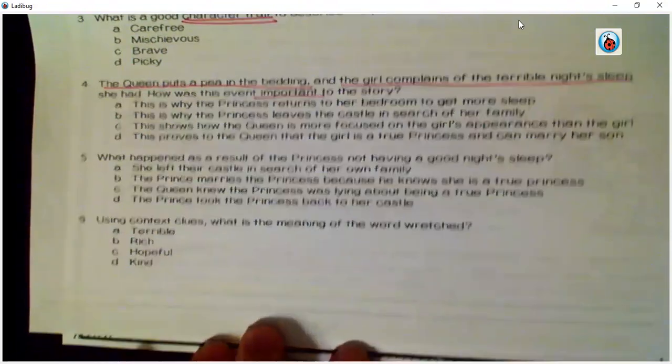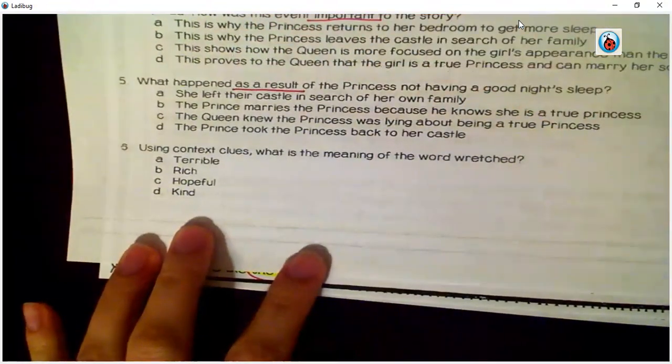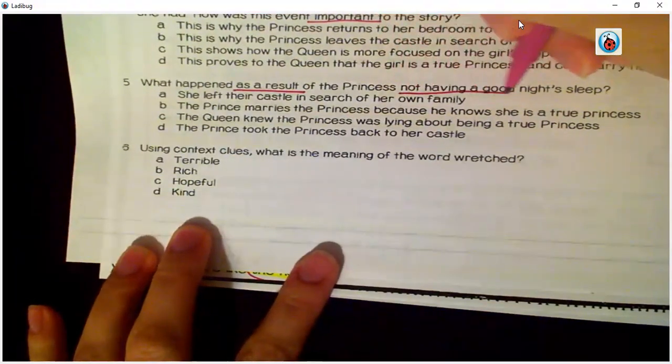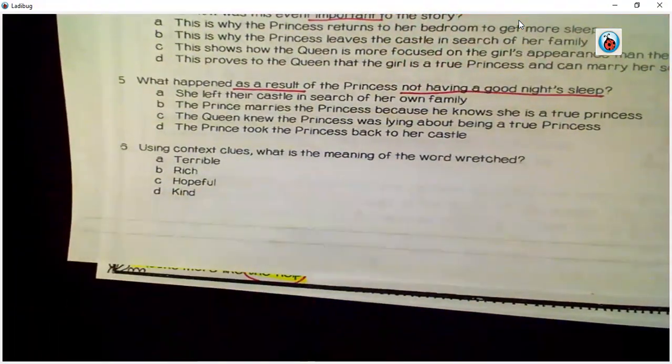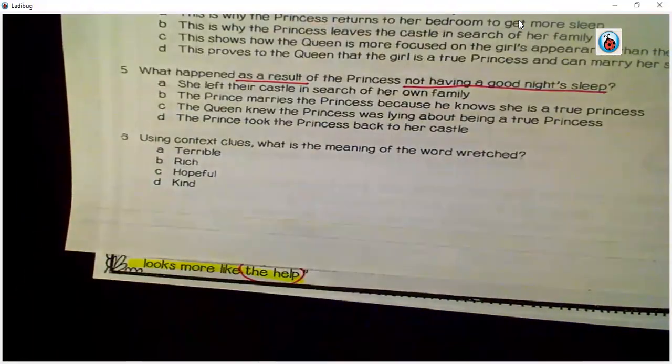All right, let's look at number 5. What happened as a result of the princess not having a good night's sleep? Let me reread that. What happened as a result of the princess not having a good night's sleep? When we say as a result, this tells us that we're talking about cause and effect. So because the princess did not have a good night's sleep, what happened?